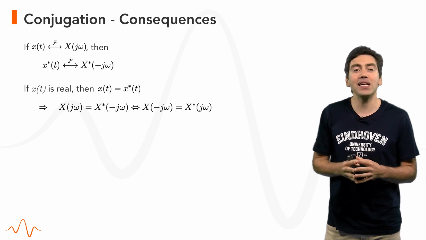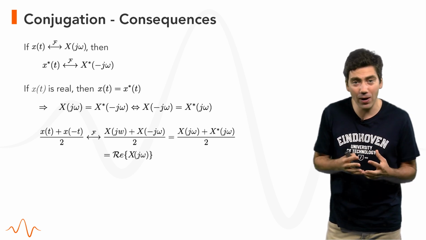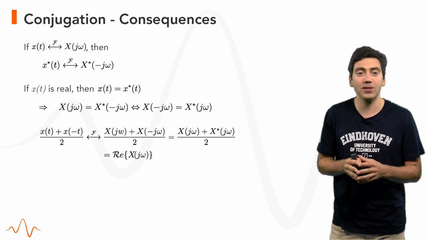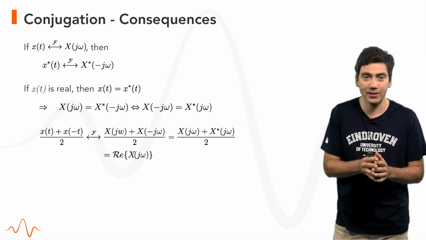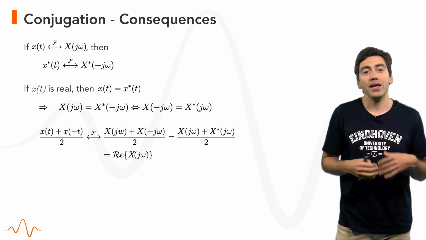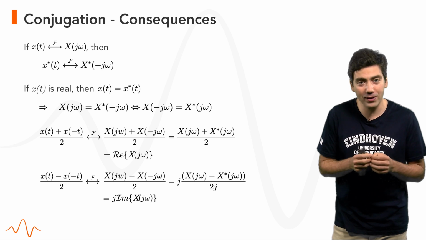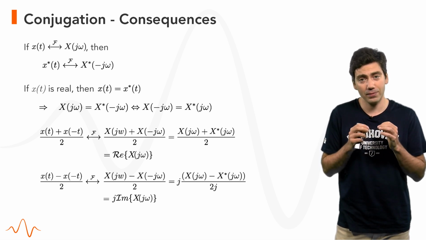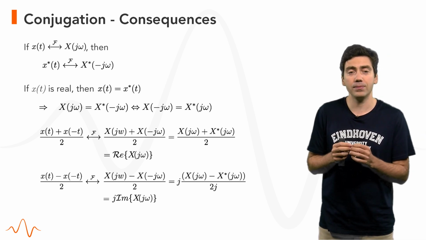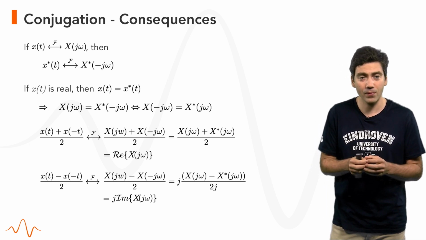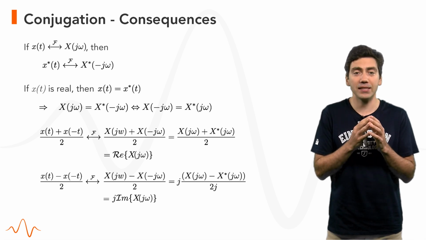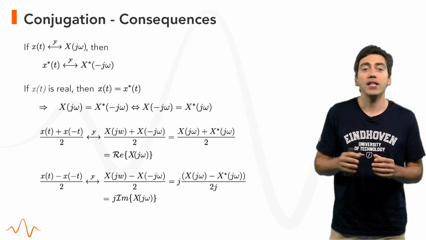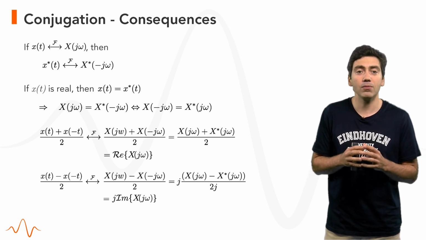The second important conclusion is that if we take the even part of a signal x, then its Fourier transform is the real part of the Fourier transform of x, the original signal. In turn, if we take the odd part of a signal, then its Fourier transform is j times the imaginary part of the Fourier transform of x. In particular, if the signal is even, then the Fourier transform is purely real. If the signal is odd, the Fourier transform is purely imaginary.